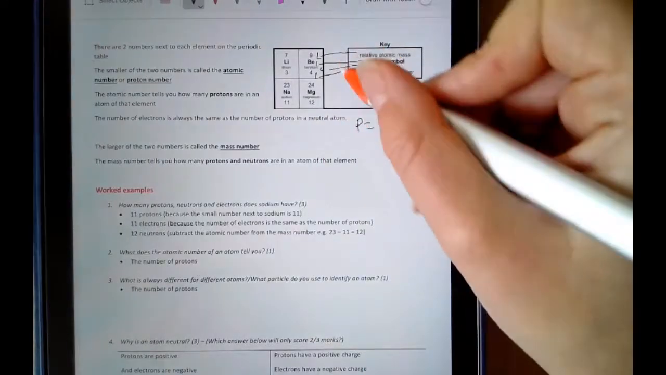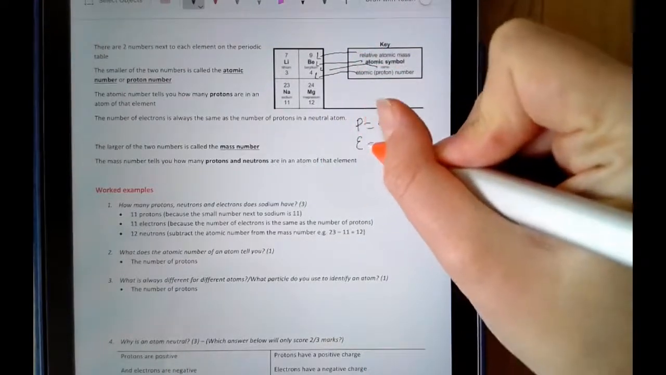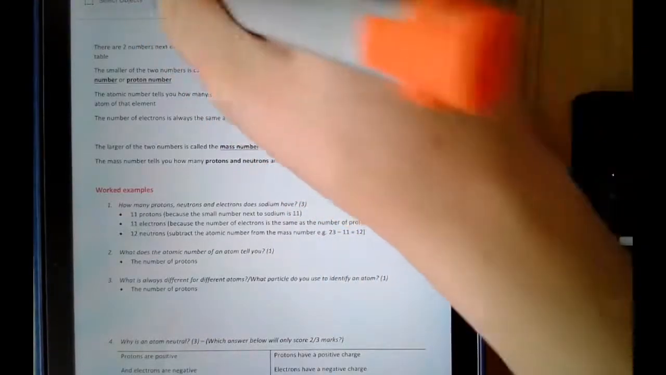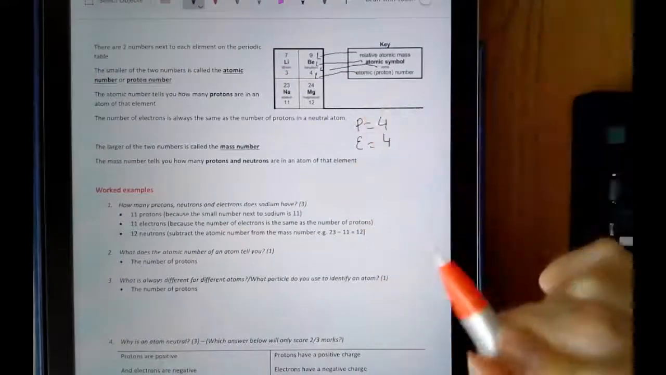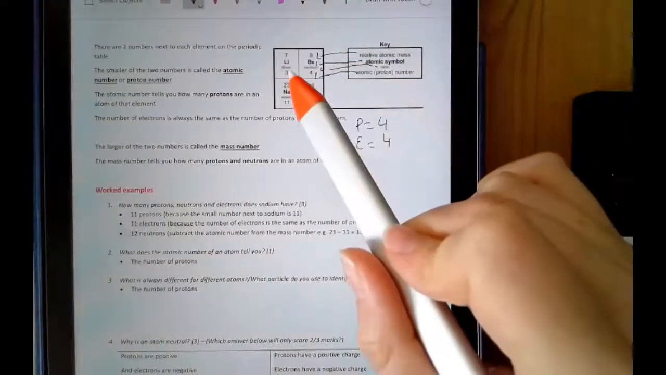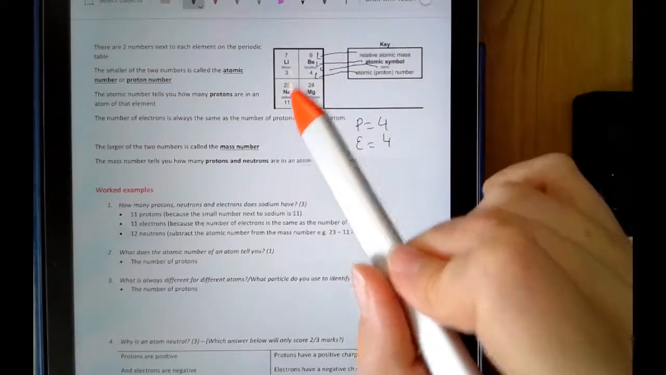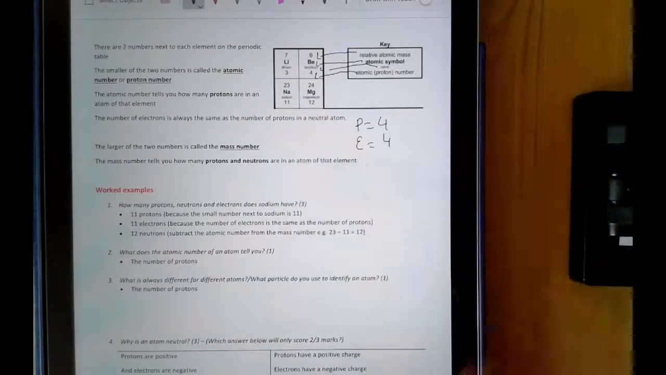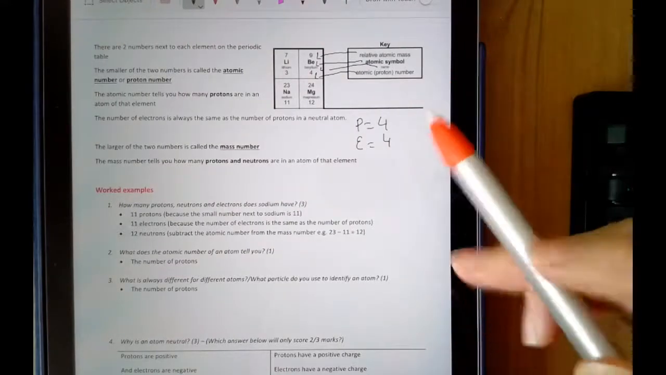If beryllium has 4 protons, then it will also have 4 electrons. The number of protons and the number of electrons is always the same in a neutral atom. So if lithium's got 3 protons, it's also got 3 electrons. Sodium's got 11 protons, it's got 11 electrons. Magnesium's got 12 protons, it's got 12 electrons. Those two numbers will always be the same.